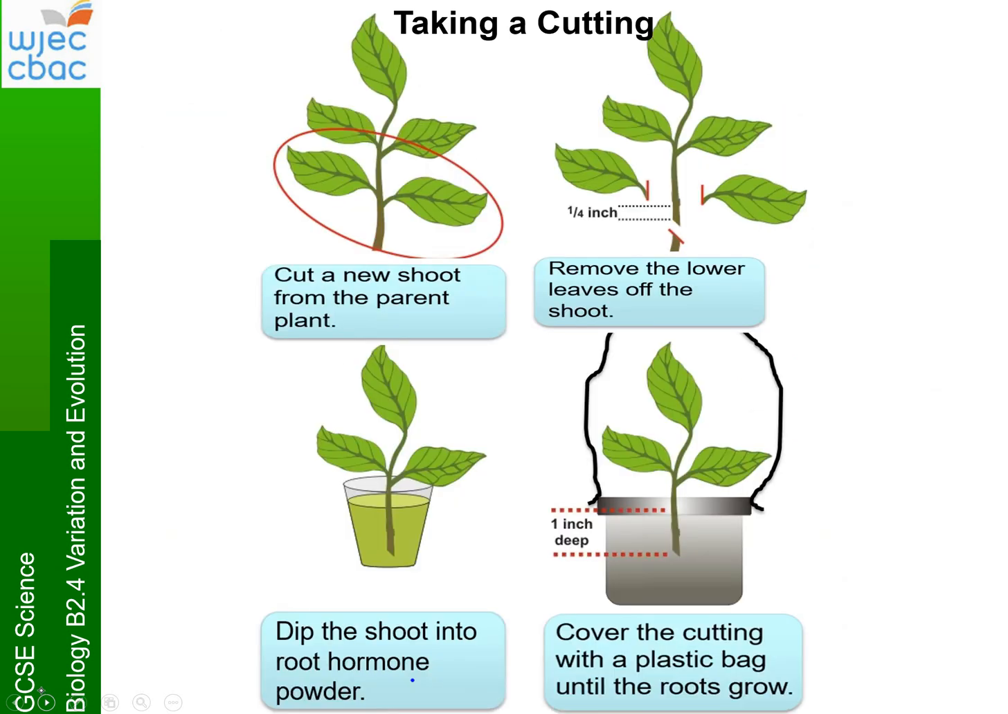For page 13 then, all I require you to do is to put the right text underneath the diagrams. So if you haven't done so already, can you write these texts? Number 1, cut a new shoot from the parent plant. Number 2, remove the lower leaves off the shoot. Number 3, dip the shoot into root hormone powder. And number 4, cover the cutting with a plastic bag until the roots grow. So pause the video, allow yourself time to write those statements underneath the correct diagrams for me, please.